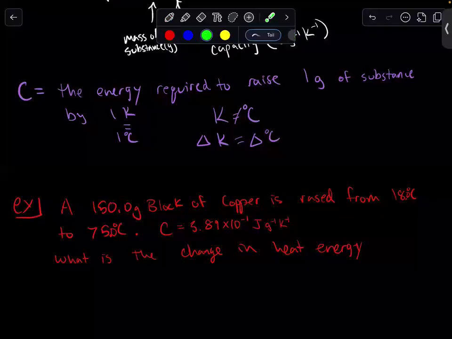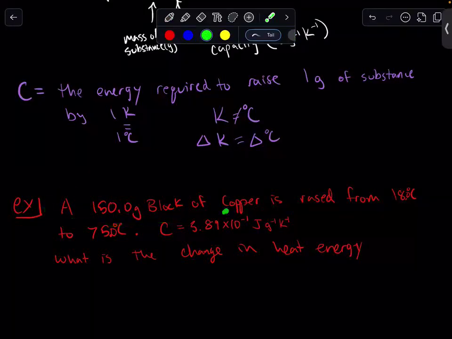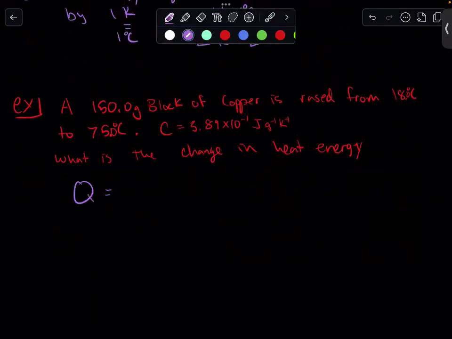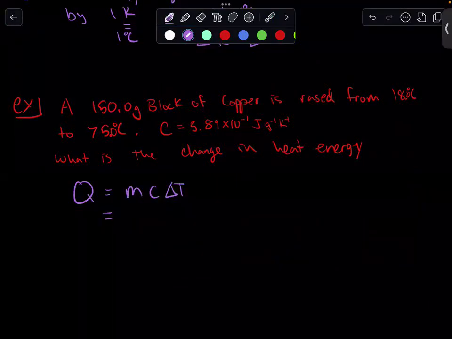So the problem is, a 150-gram block of copper is raised from 18 degrees Celsius to 75 degrees Celsius. The C for copper is 3.89 times 10 to the minus first, joules, grams, Kelvin inverse. What is the change in heat energy? So we'll be using our equation, Q equals mc delta T, and we're going to start plugging in our values. Our mass of our copper is 150.0 grams. I'm going to keep the units at this point, but once you start using these a lot, you can lose them. Just make sure your final answer has units.